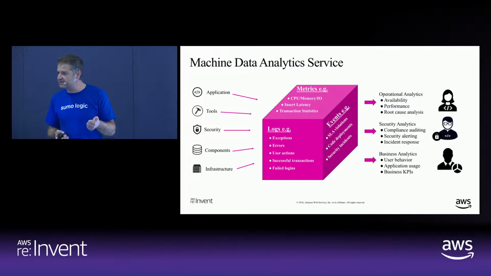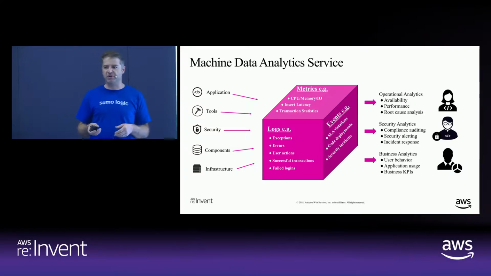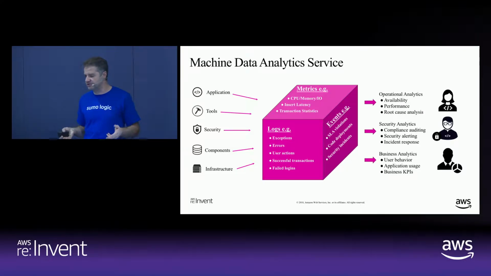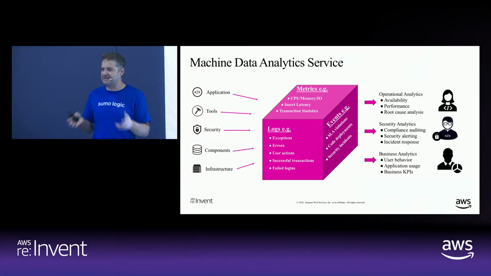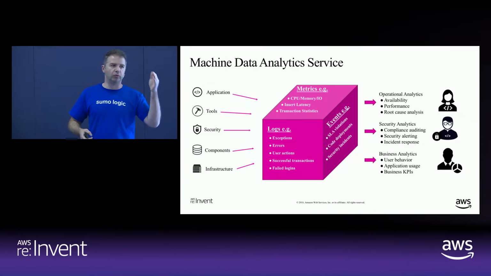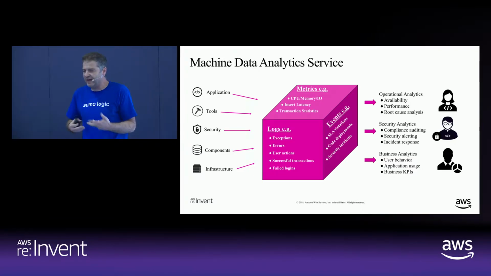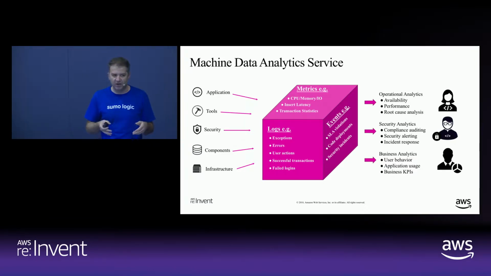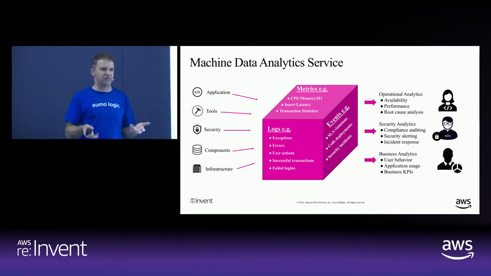The second part is metric data. Metric data can tell you things like how much CPU, I/O, or memory your server, host, or container is using. It can tell you what the insert latency into a database is, like how fast am I writing records to a database. Or things that are specific to your applications, like transaction statistics. How long did it take to process a payment transaction that needed to get inserted into a payment system? So anything that's numerical that tells you about performance or consumption is a metric.